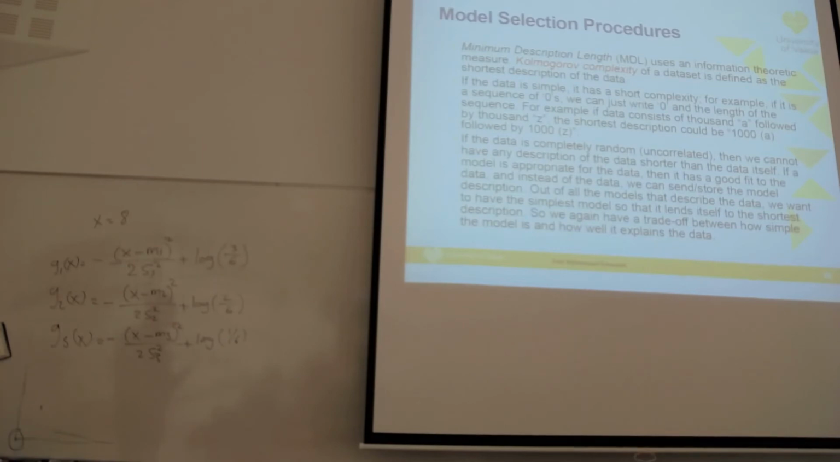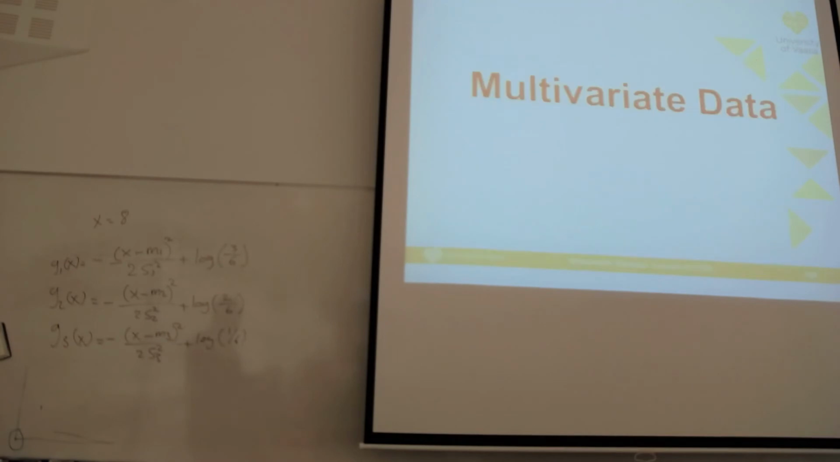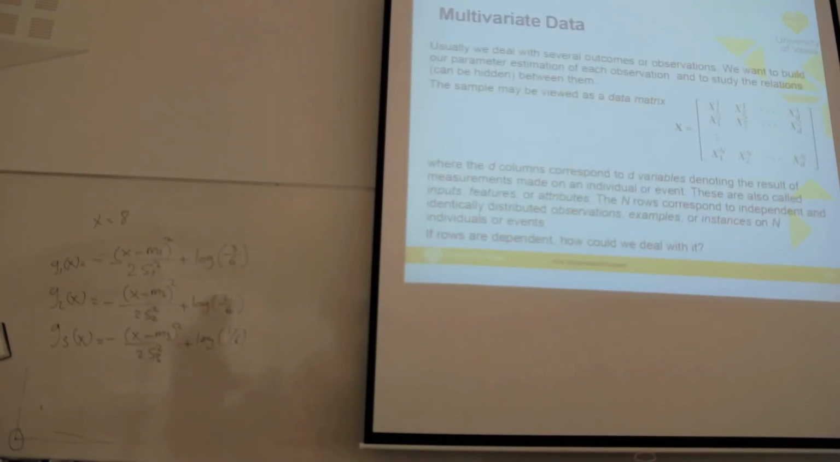There are some techniques to find the optimum or to compromise between the models, like using Bayesian methods, for example. They are also used to find the optimal model. But we will skip it. Okay. We take a break for 15 minutes, and then we continue with the multivariate data.